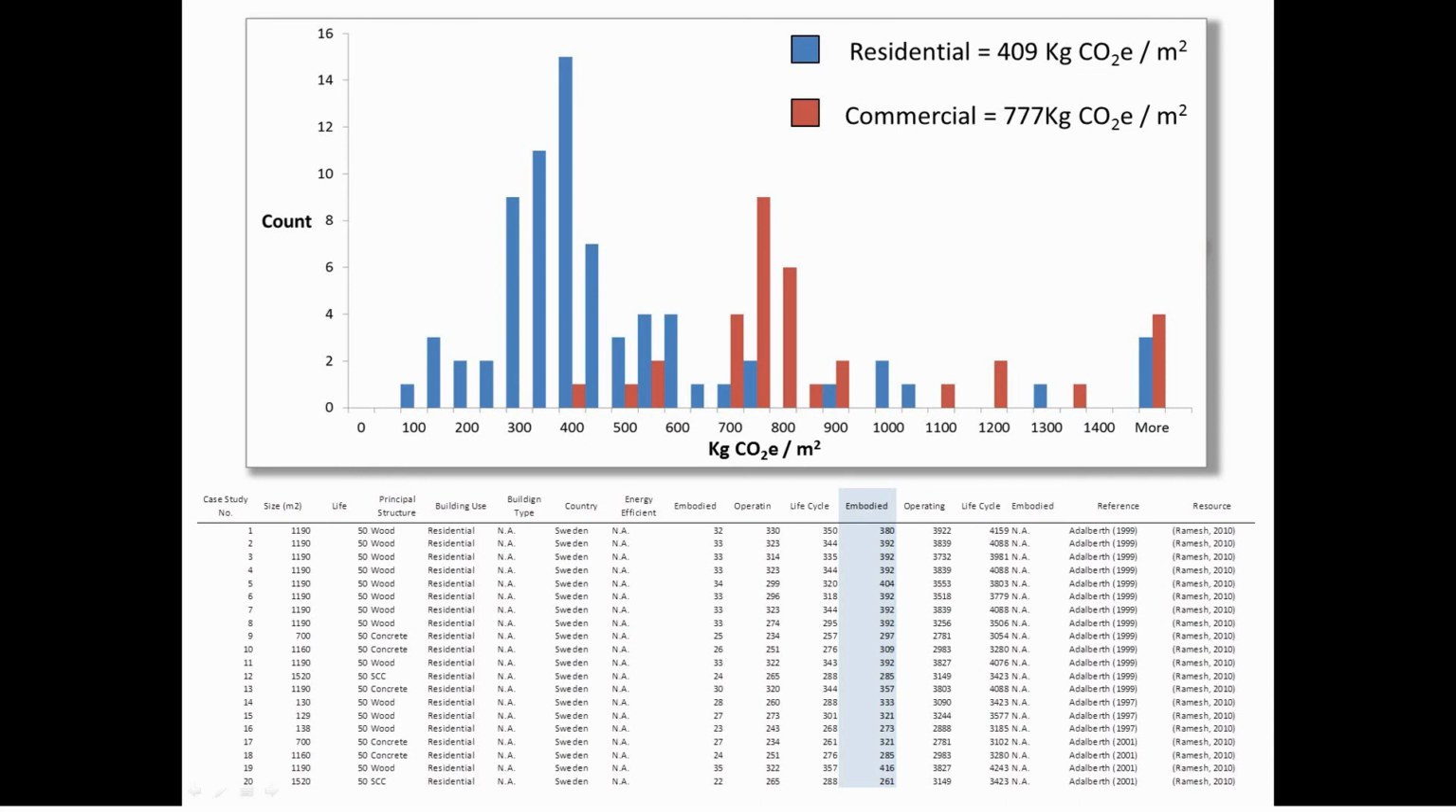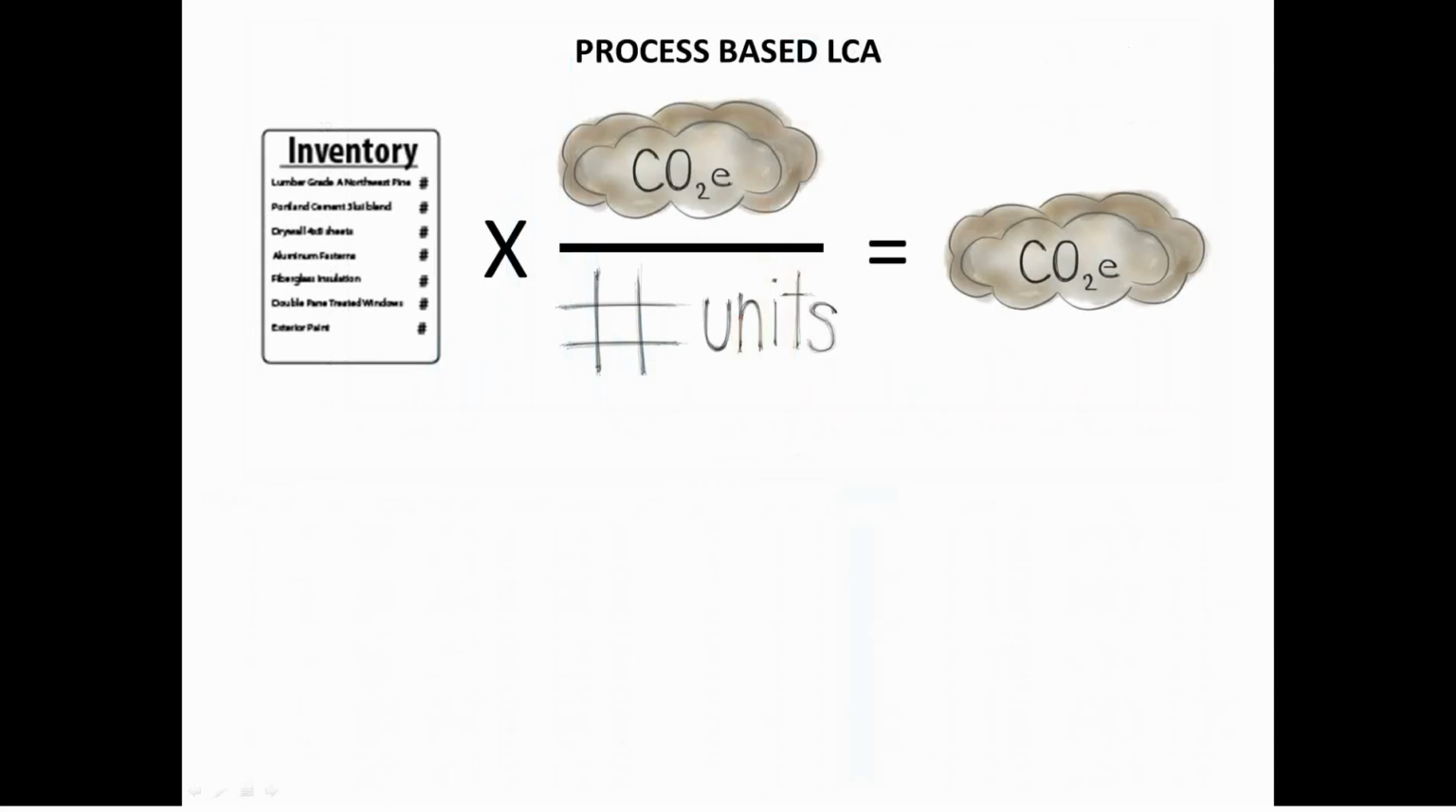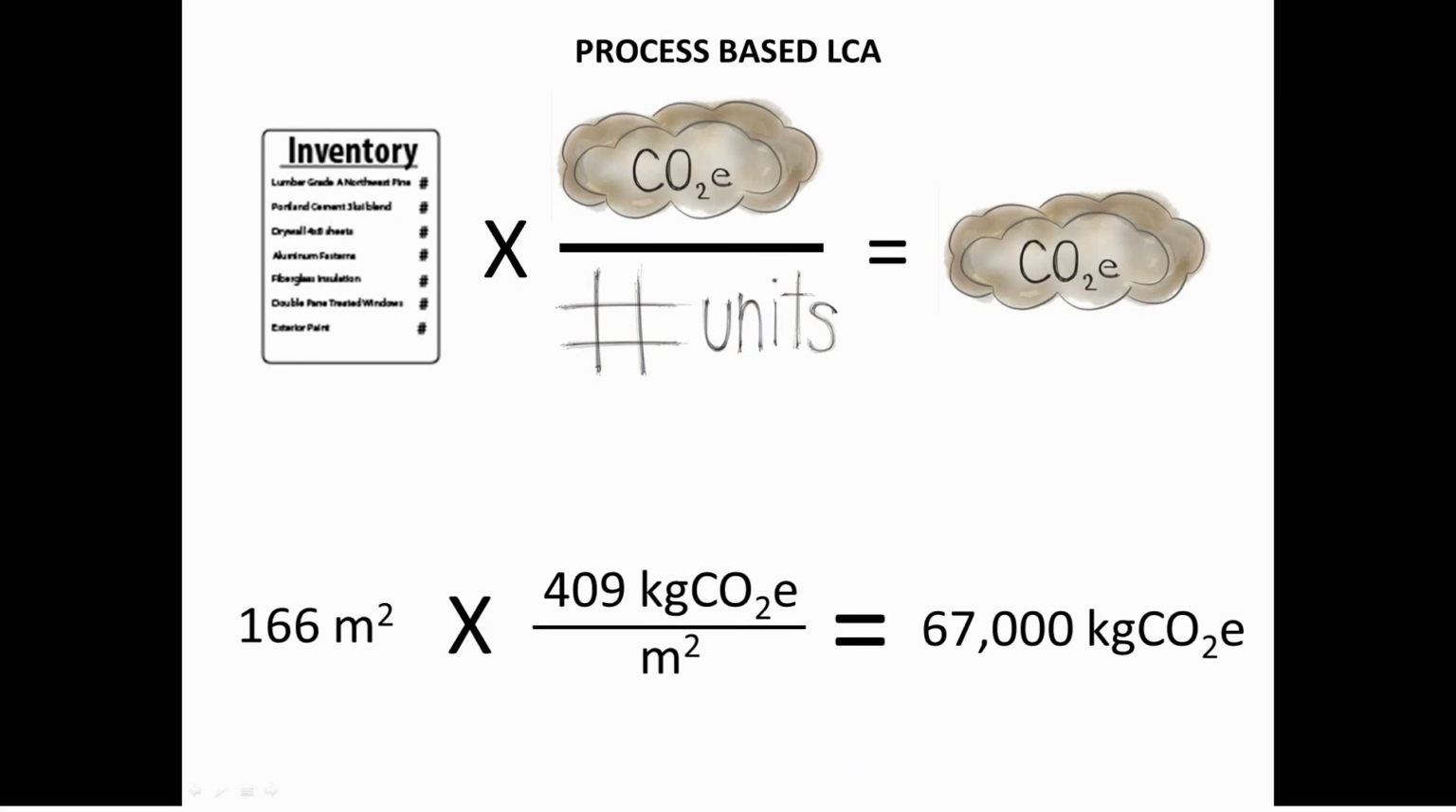I then used census data to determine the average square feet for different types of residential structures. For single-family homes, that value is 166 meters squared. Multiplying the two values gives me the GHG emissions associated with the embodied emissions of a single-family home. Using the Carnegie Mellon EIO calculator and my process-based database, both the economic input-output LCA and process-based LCA can be applied to past disasters.